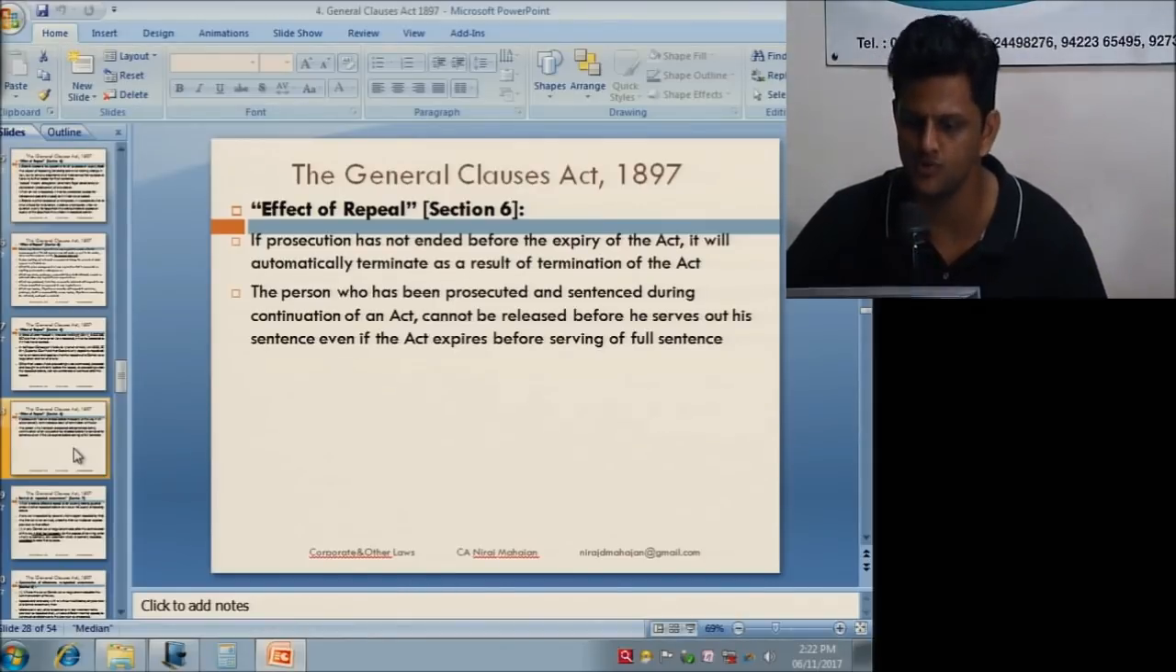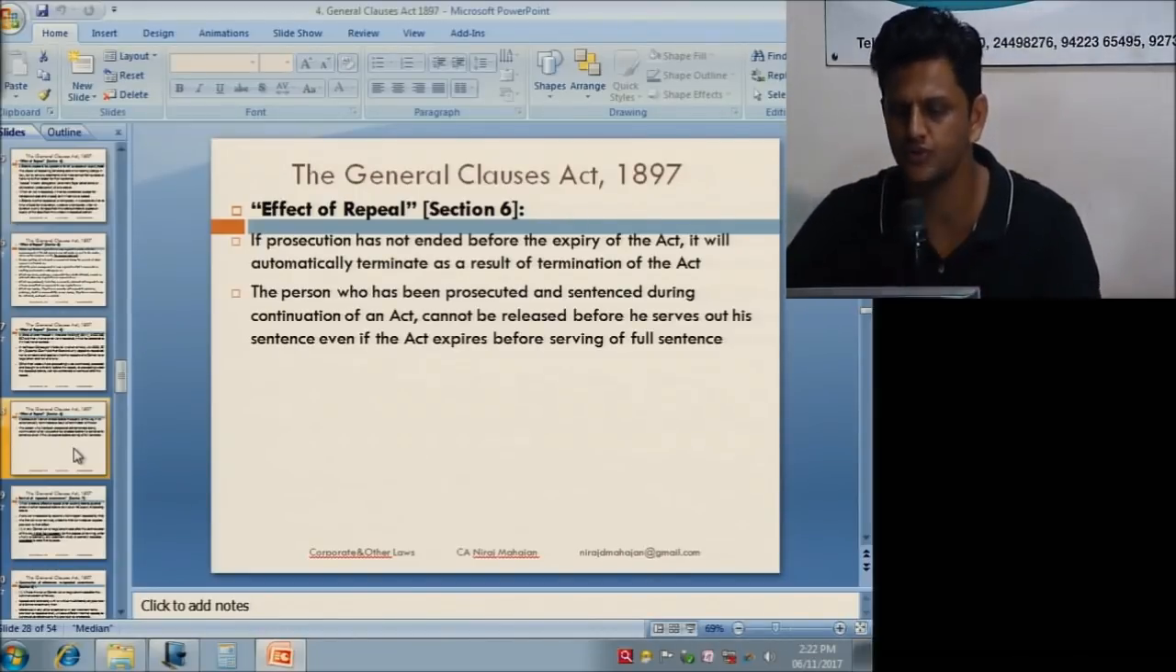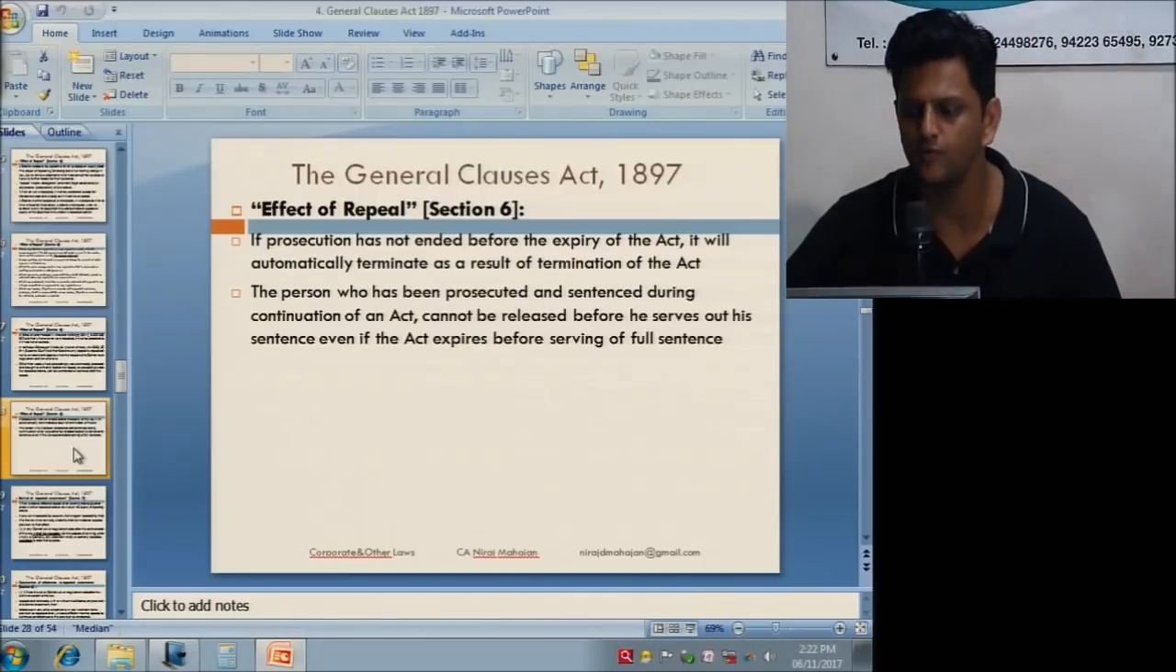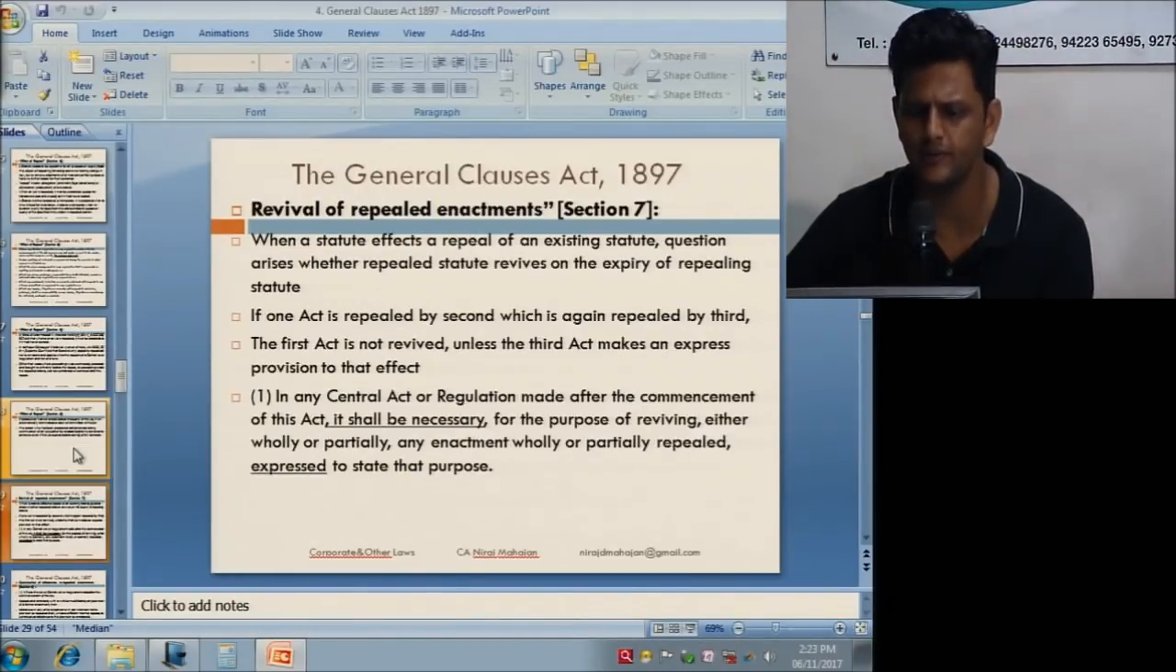The person who has been prosecuted and sentenced during the continuation of an act. So the crime has been done, prosecution has been done, and the sentence has also been awarded. He cannot be released before he serves out his sentence, even if the act expires before the full sentence is served. So like we said, what has been done during the life of the repealed act cannot be changed.